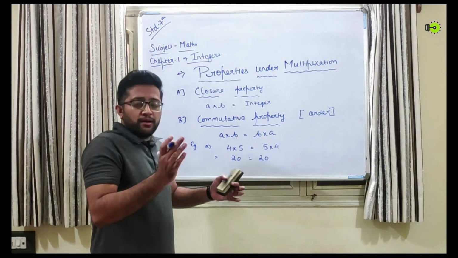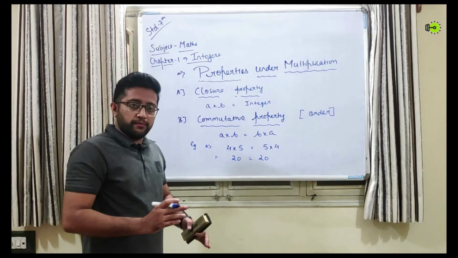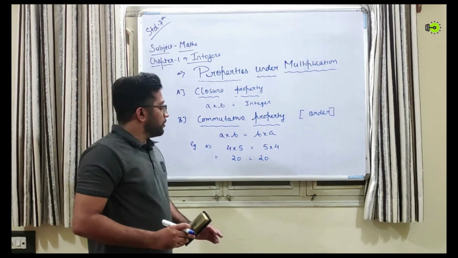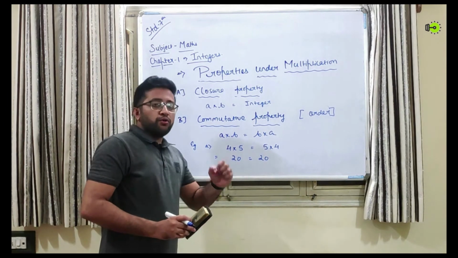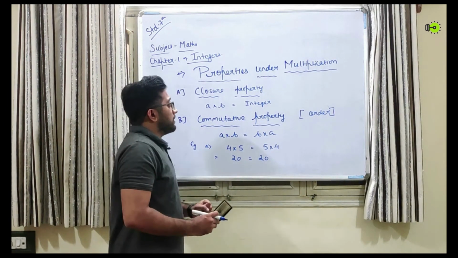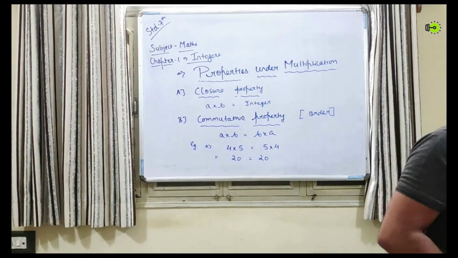You may take many examples here and you will get the same answer, that is your LHS will be equal to RHS. So there is no change in the result by changing the order. So commutative property also holds true for multiplication under integers. Okay, sorry, integers under multiplication.